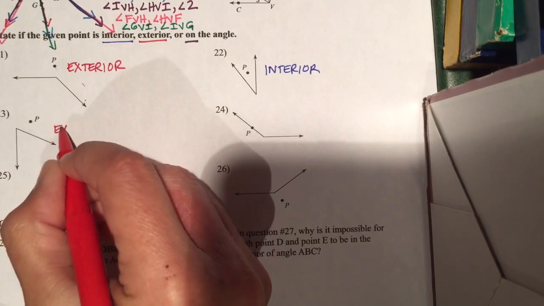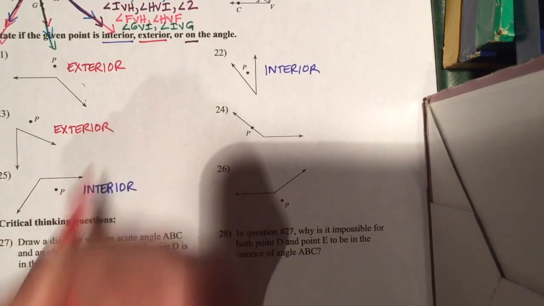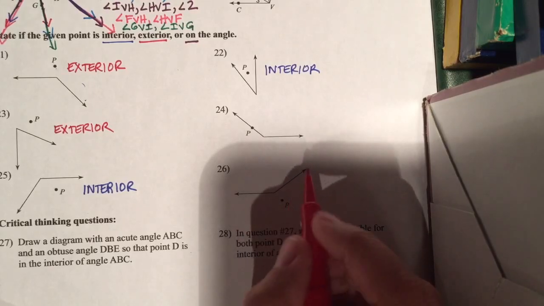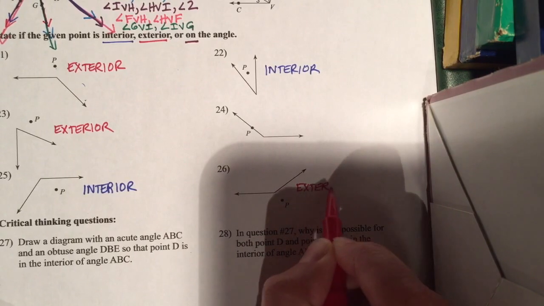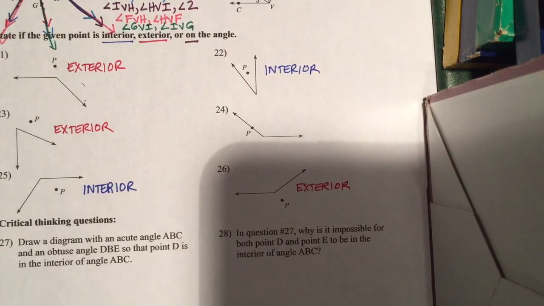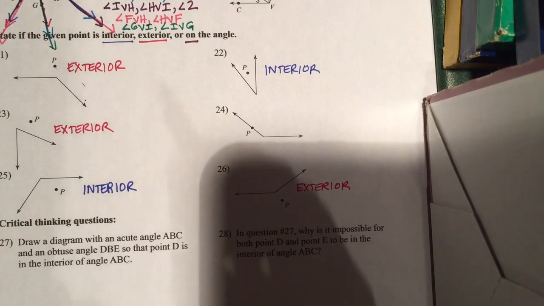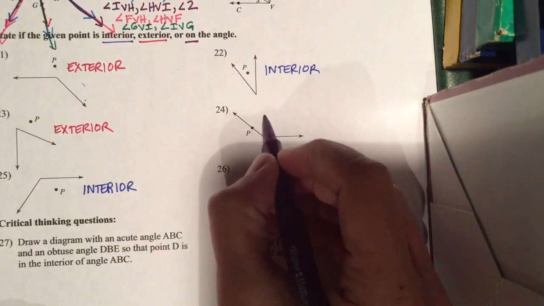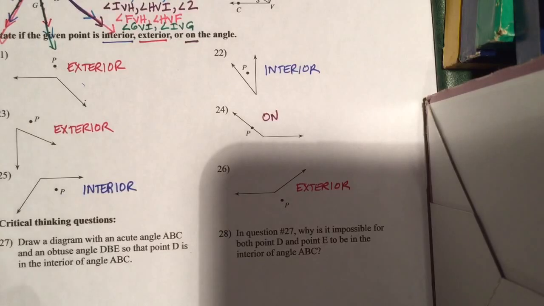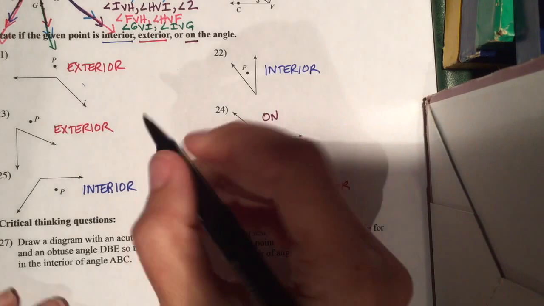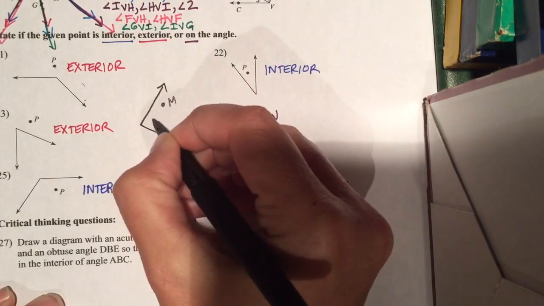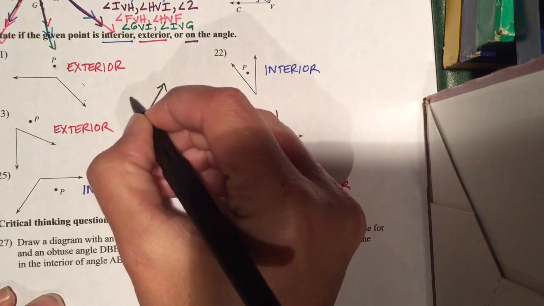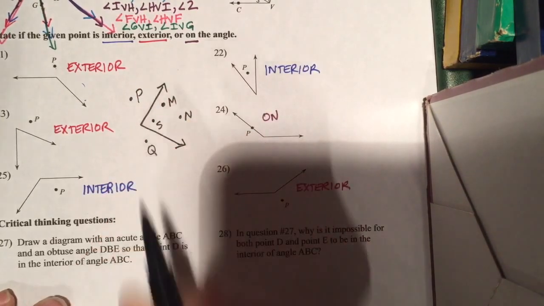23 is also exterior. That point is outside the angle. 26 is also exterior. This point P is outside the angle. So the next one, last one we're going to look at is what's on the angle, and that's here, P. This is on the angle. So points are either on the interior or the exterior. To kind of give you an example, I'll draw a picture here. Let's draw a random angle. And M, S, N, P, Q.